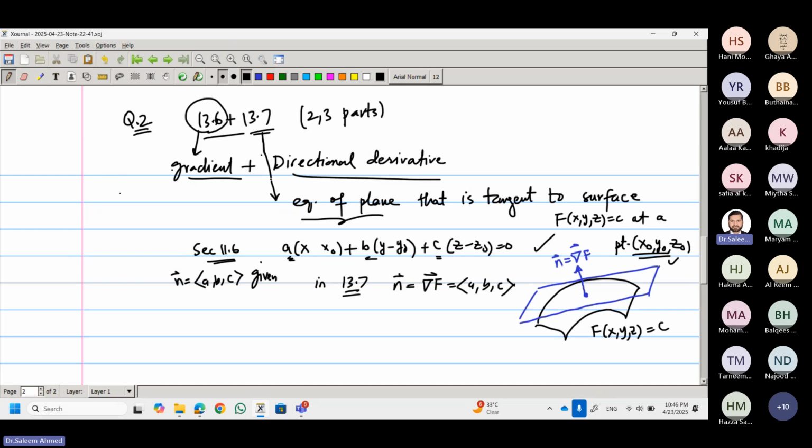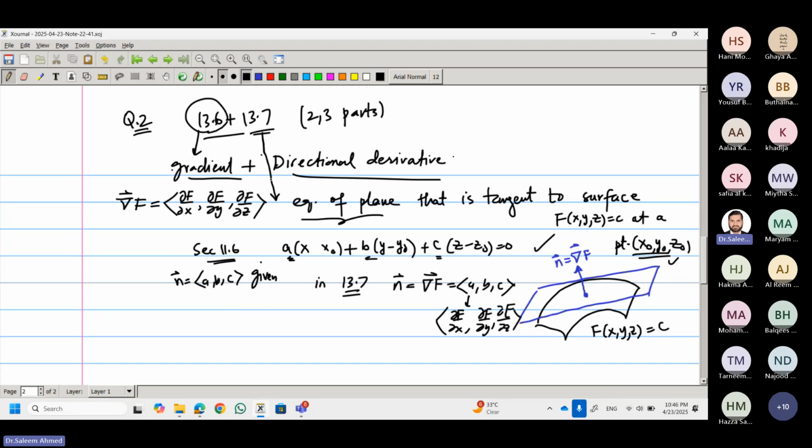If any surface is given, then the gradient is del f, which is equal to the vector that comes from the partial derivatives: partial by partial x, partial by partial y, partial by partial z. This is the gradient of any function at a point, and that will be my ABC. So ABC comes from partial f by x, partial f by y, and partial f by z. In 13.7 you will have to calculate the normal vector.